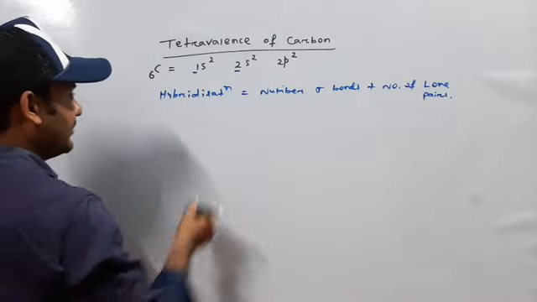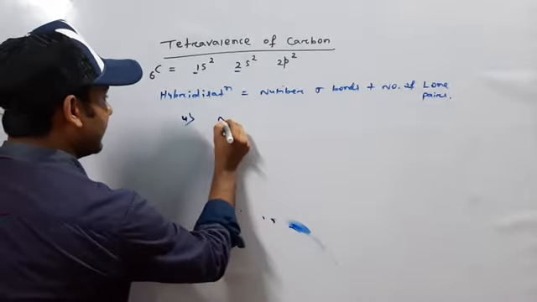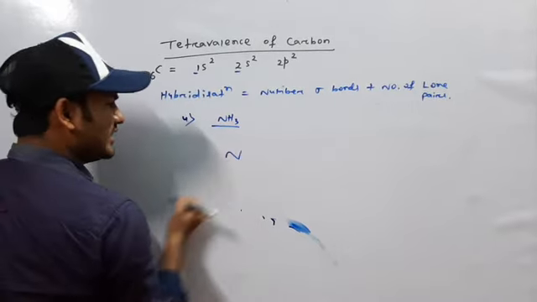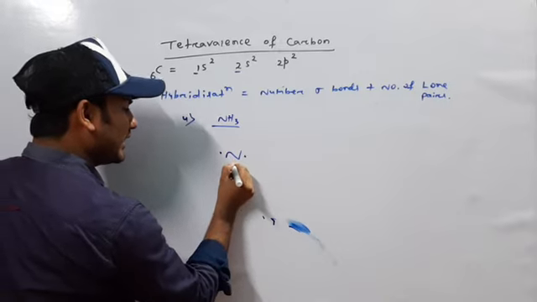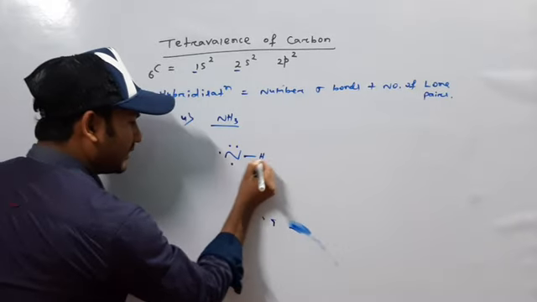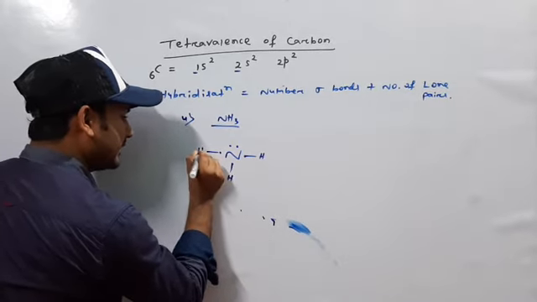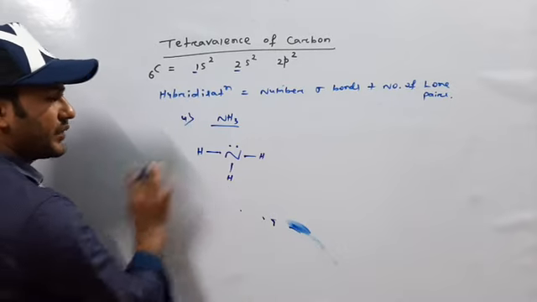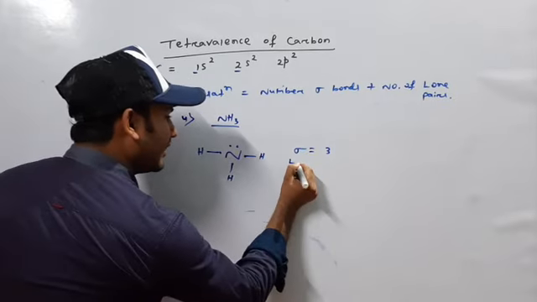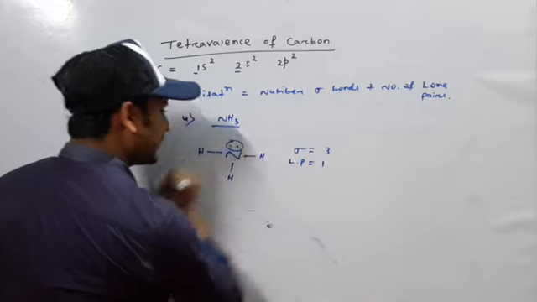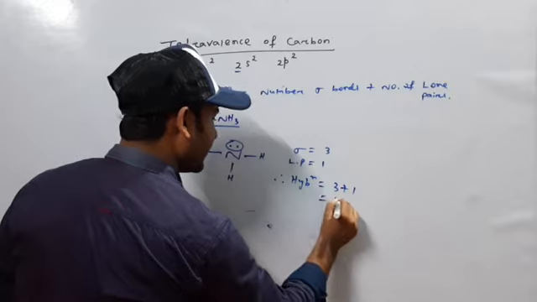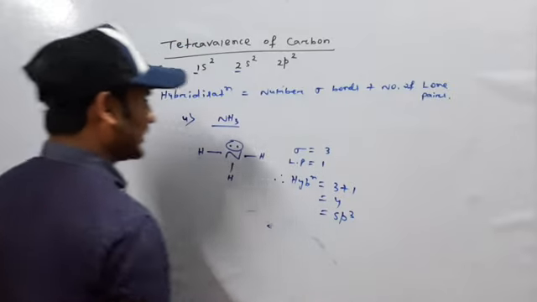Take another example, NH3. As we know, nitrogen has 5 electrons in its valence shell. In this compound, 3 hydrogen atoms form bonds with nitrogen. The number of sigma bonds is 3. Lone pair is 1. Hence hybridization, sigma plus lone pair, is sp3.